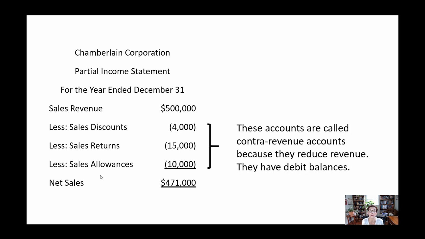If you remember that revenue has a credit balance, then you'll be able to understand that these three accounts all have debit balances because they reduce your revenue. All right, so net sales is what we call sales after we take out all of these three items. Now, every company is not going to have all three of these. Some companies may not offer sales discounts, but whichever ones you have, you subtract from your sales to get your net sales.